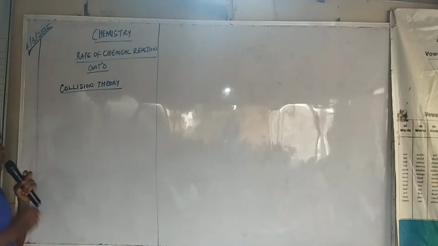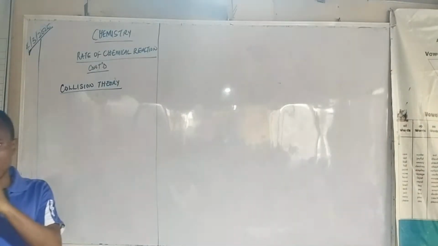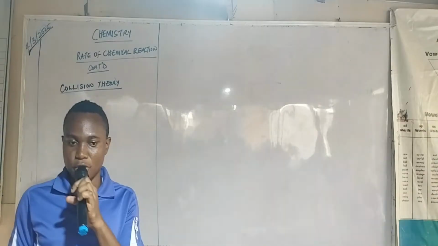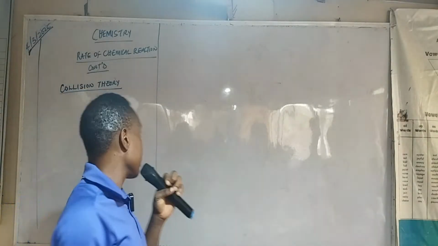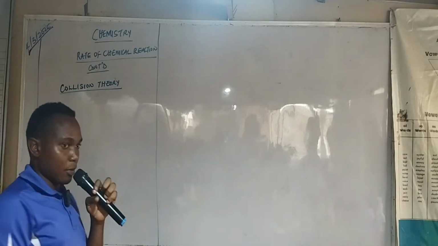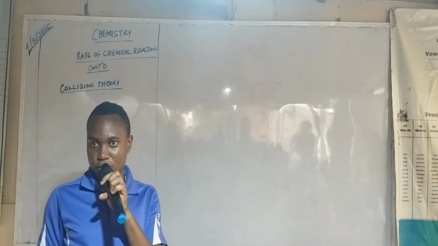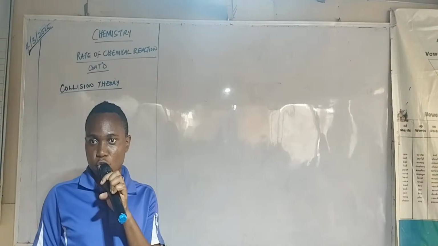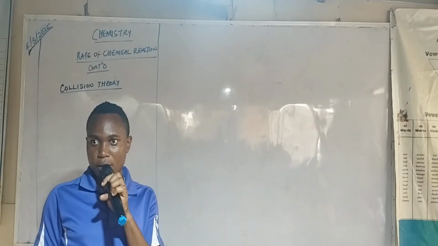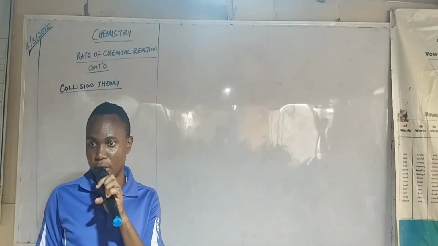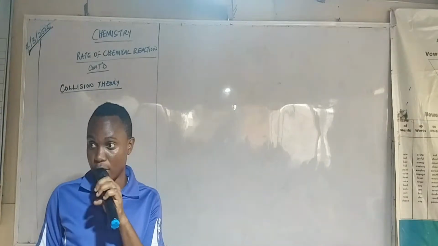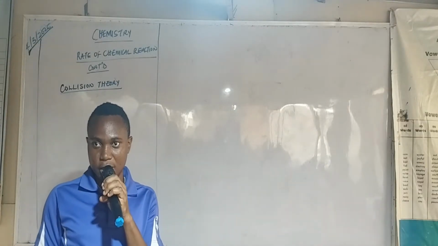Okay, we are going to continue from where we stopped last time, on the rate of chemical reaction. Last time I was looking at the rate of chemical reaction, we defined the rate of chemical reaction, and also talked about the rate curve and the properties of the rate curve. That was where we ended the last class.